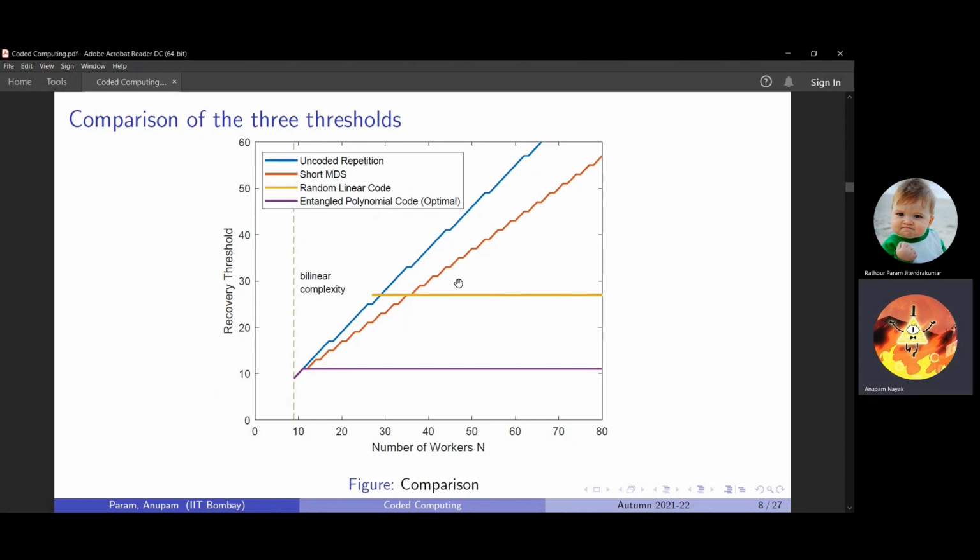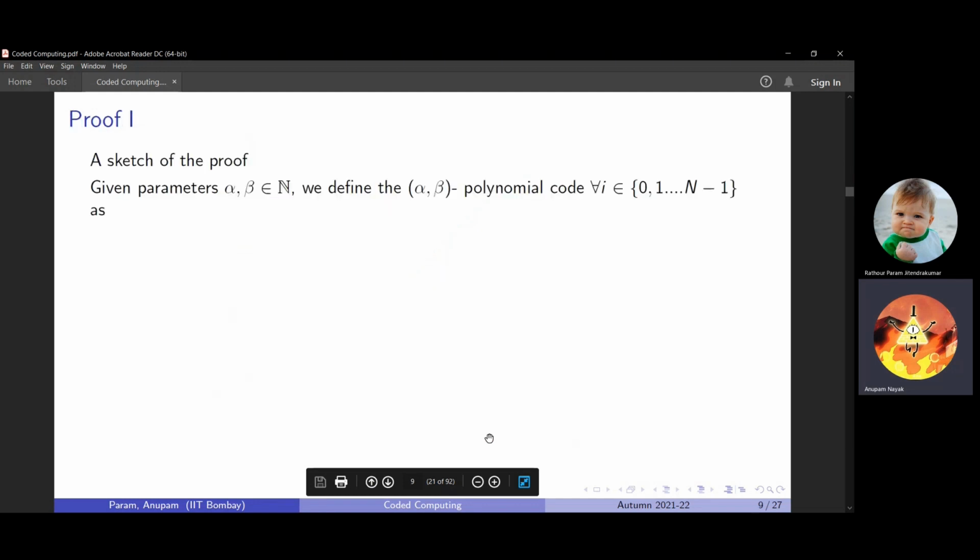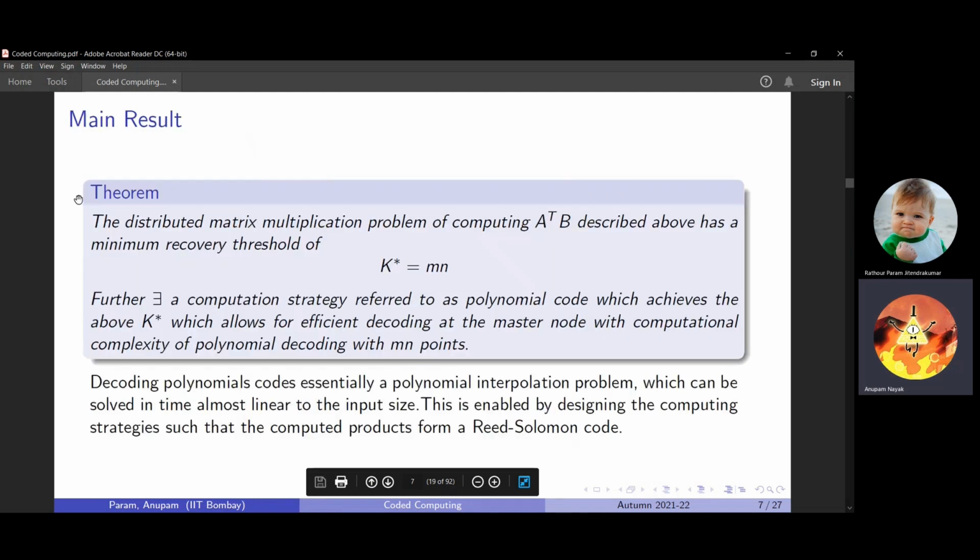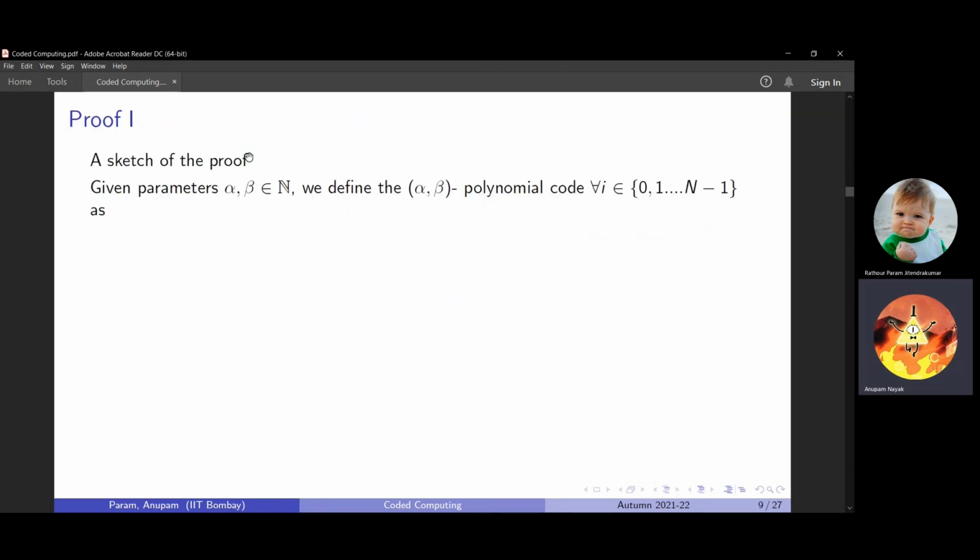So it will be under these two eventually, but yes, it will still be an increasing function with n. So I'll just briefly sketch out the proof of this theorem. There are many results in the paper. One of the most important ones, I felt, was this. So I'll just briefly sketch the proof for you.